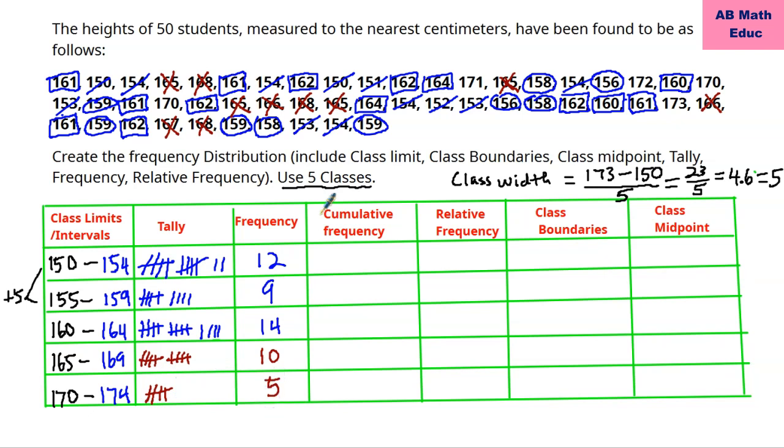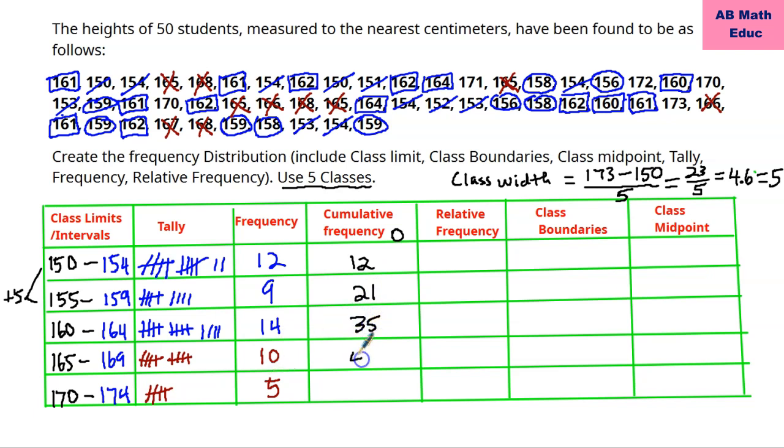This is the most difficult part. Once you get this, the rest comes easy. Cumulative frequency means you're adding the frequencies. It always starts with 0. So you add 0 to 12 and put it right here. We get 12. Then you add this up and write it here. Now 21 plus 14 is 35.